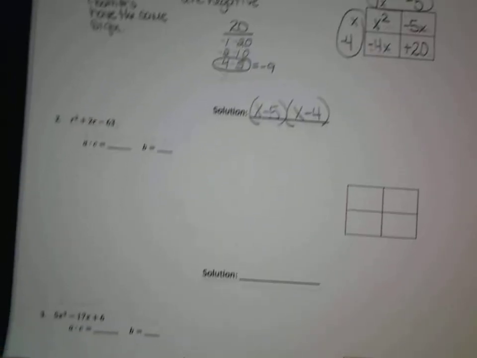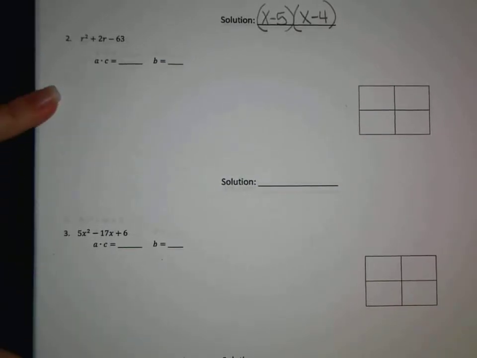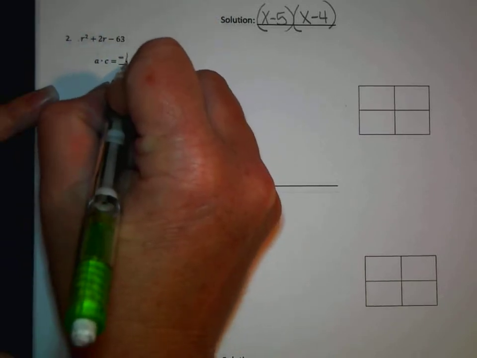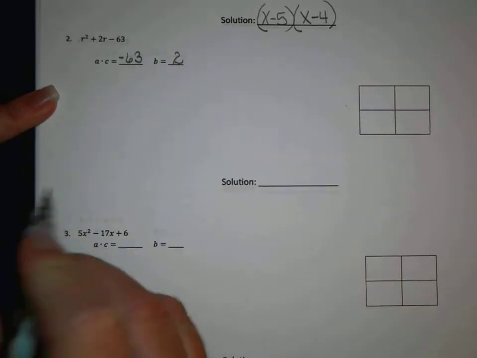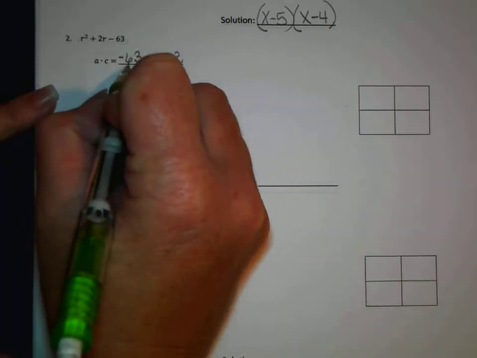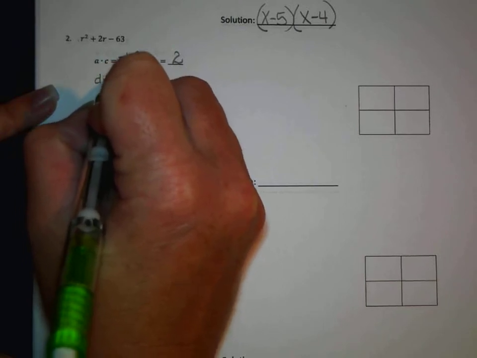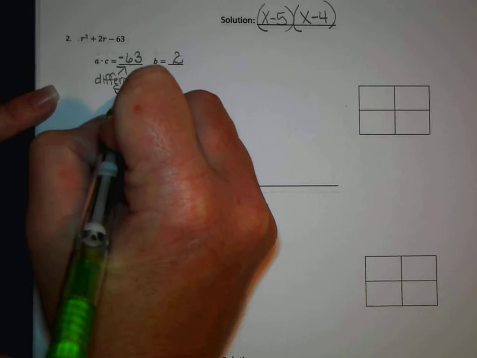Trust me when I say it does get easier, just be patient. Okay, first thing we're going to do, we're going to multiply a times c. So a times c is negative 63 and b is 2. Well, what do we know? We know that when we multiply two numbers together to get negative 63, it's going to be different signs. So one of ours is going to be positive and one's going to be negative.